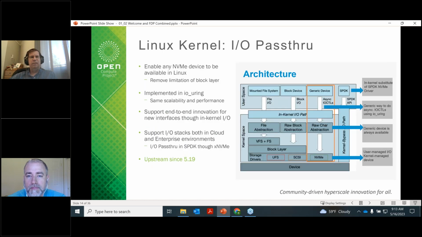Some comments about the Linux kernel. I/O pass-through enables any NVMe device to be available in Linux. It removes block layer limitations. It's implemented in io_uring, so it has scalability and performance. It supports end-to-end innovation for new interfaces through the in-kernel IO. It supports the stacks. This is since 5.19. If you go to the right of the slide, you'll see how the in-kernel path substituted SPDK for the NVMe driver using a generic device. It's a generic way to do async ioctls using io_uring. And a generic device is always available, and it's a user-managed IO, kernel-managed device. So anyway, I/O pass-through is a very nice solution.